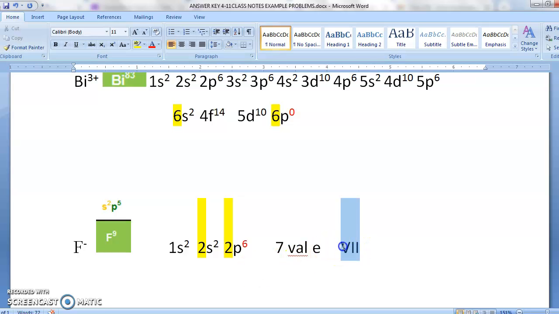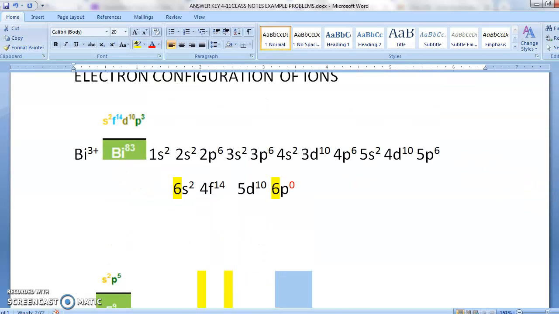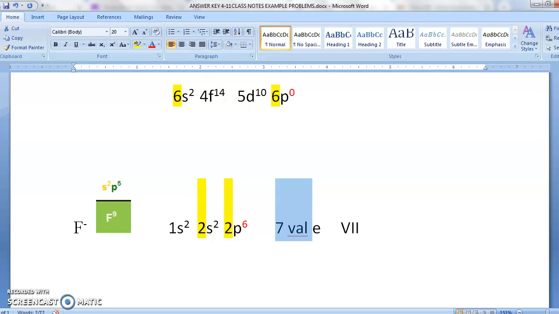We know why that Roman 7 is above fluorine, because fluorine started with 7 valence electrons. This explains the fluoride ion. Once again, you should hopefully be ready now to start your homework. Please check the answer key after you do each one of these. After you do a problem, check the answer key so you can learn as you go. You can clear up any confusion that you might be having as you go.